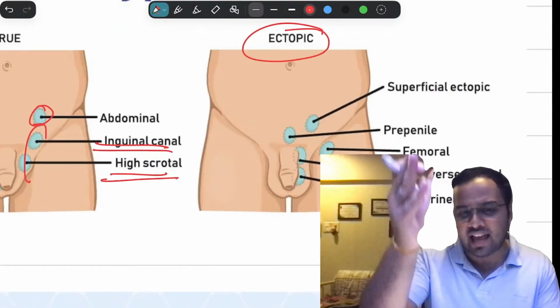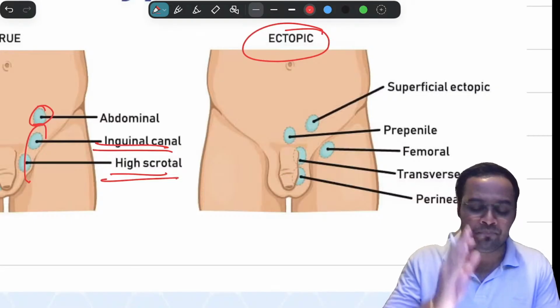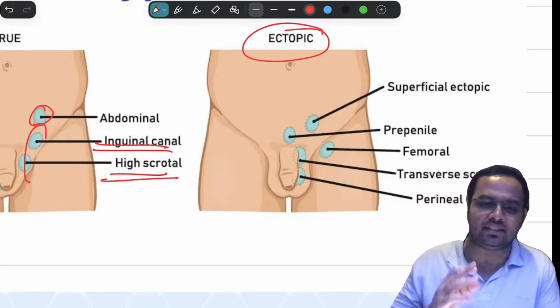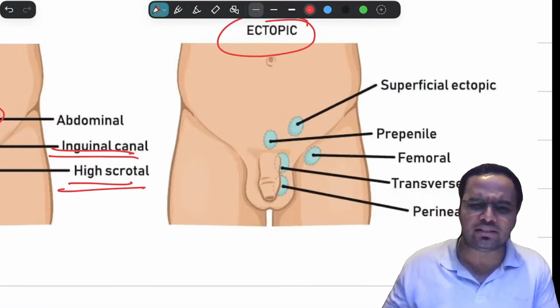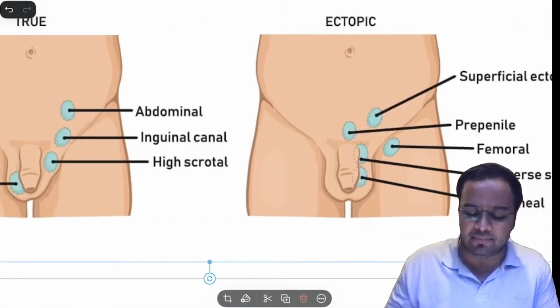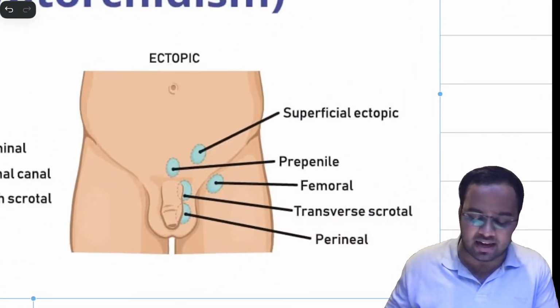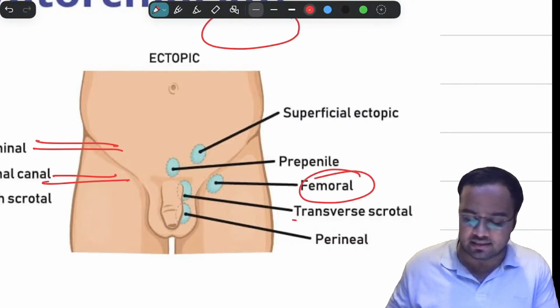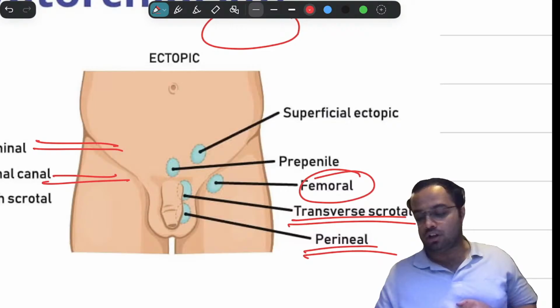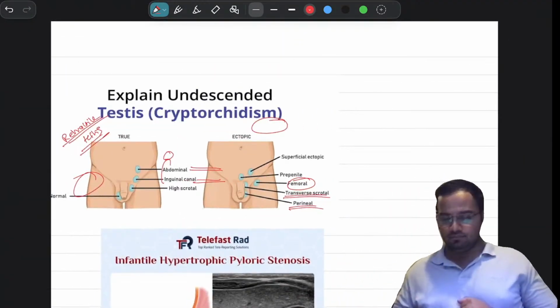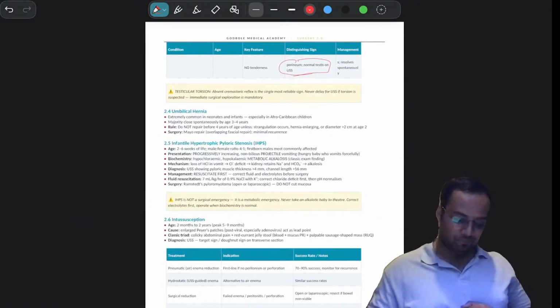And this is called an ectopic testis. When the testis lies along its normal path, it is called an undescended testis. But when the testis is not along the path, it is somewhere else, then it is called an ectopic testis. So it might be superficial ectopic, it can be in the prepenile region, in the femoral region, the transverse scrotal region, or it can be in the perineum. So these are all the sites for ectopic testis, which is important for your long answer questions.